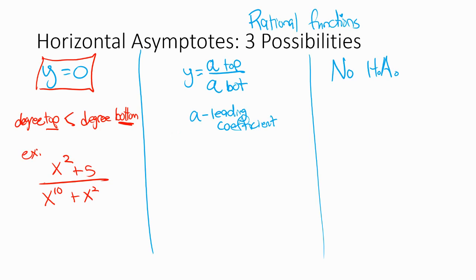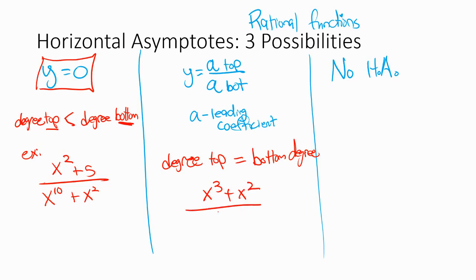For a different scenario, where the answer is the division of the leading coefficients, you've got to have the top degree equal to the bottom degree. What I'm looking at there is, say, x to the third plus x squared over an x to the first plus 3x squared plus 3x to the third. That would make these the same degree. The degree of the top is 3. The degree of the bottom is 3, even though it's out of order.